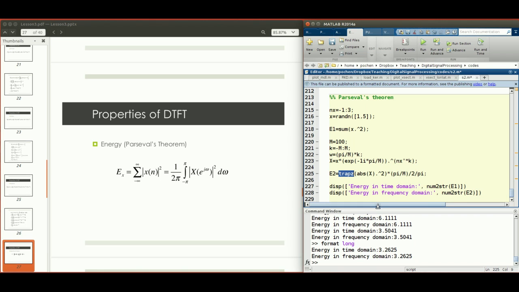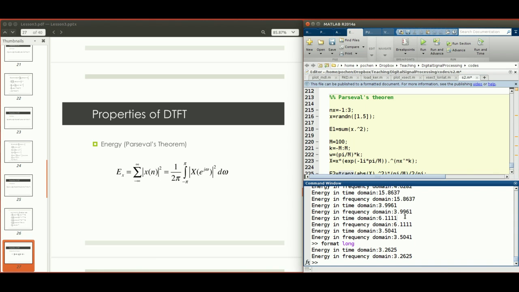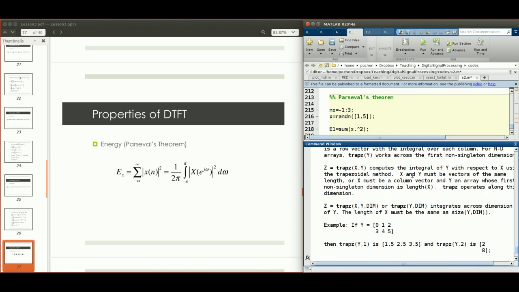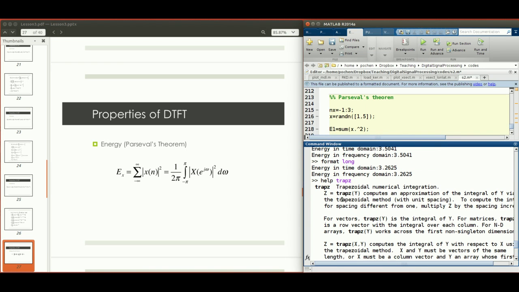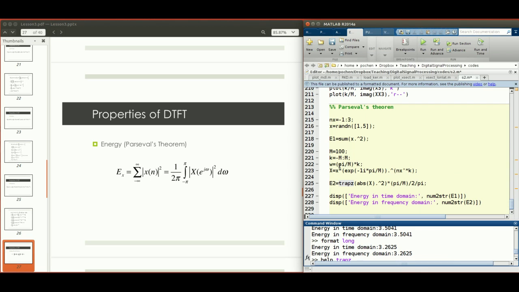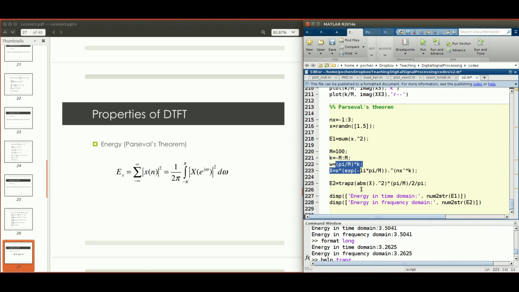So if you haven't used this particular function before, you can type help trapz. It's basically telling you how you can carry out a numerical integration. trapz computes an approximation of the integral of y via the trapezoidal method with unit spacing. So it's assuming the horizontal spacing is 1. In our case, the horizontal spacing is not 1, right? In our case, the horizontal spacing is actually given by that.